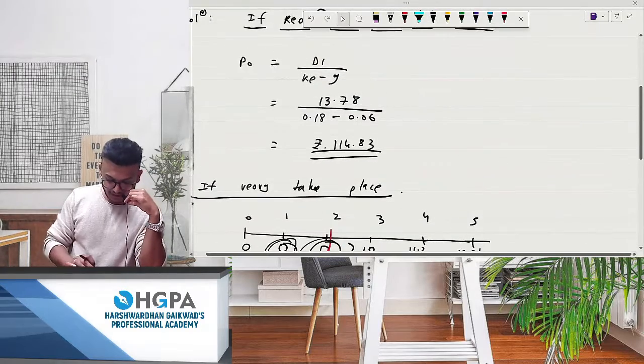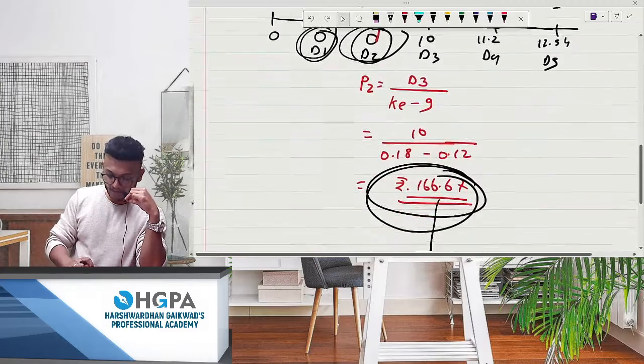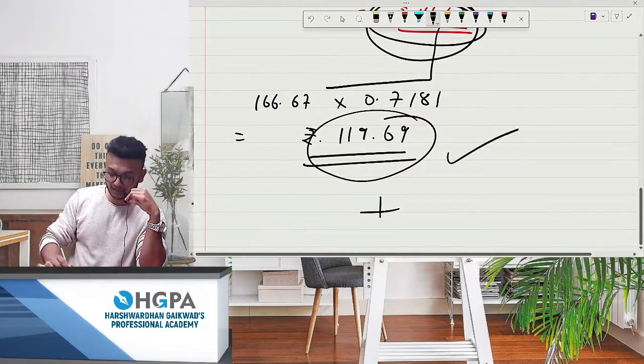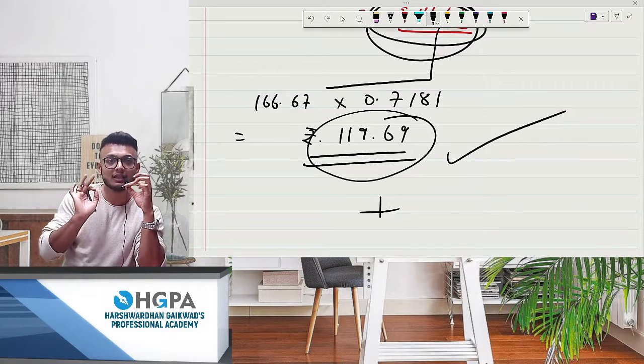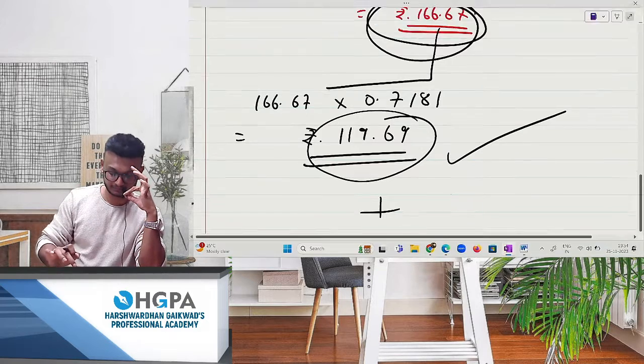Now you tell me, if the reorganization does not take place, how much is the price? 140. How much is the price if reorganization takes place? 119.69. So you will go ahead with the reorganization. Follow this concept for all the sums. This is the easiest concept which I have told you. I hope you have understood this.